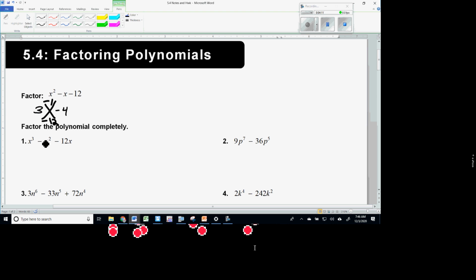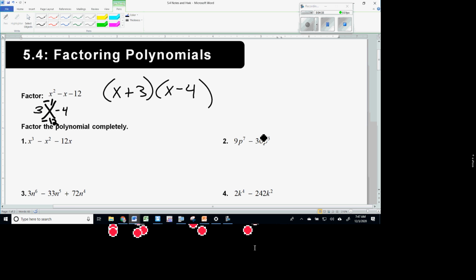All right. So we get 3 and -4. So that means we get x plus 3, x minus 4. Right? We're just factoring today. There's no equal sign. You're not having to do anything else. Okay. All right.